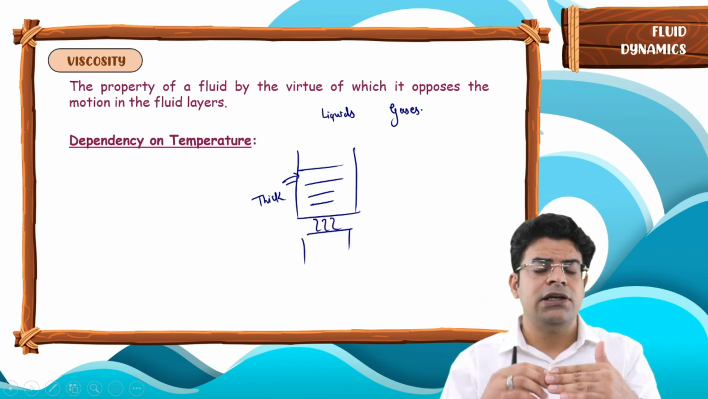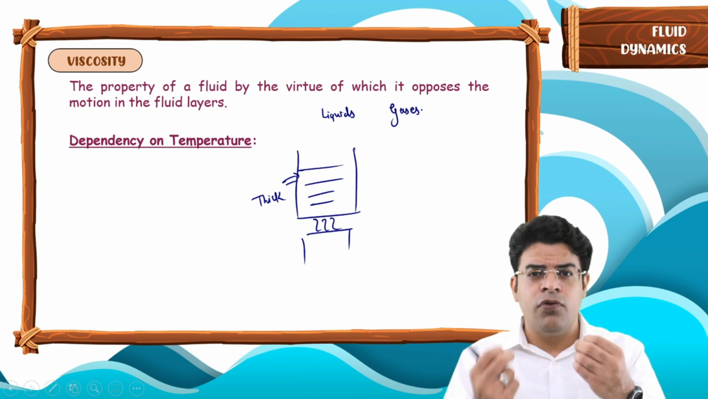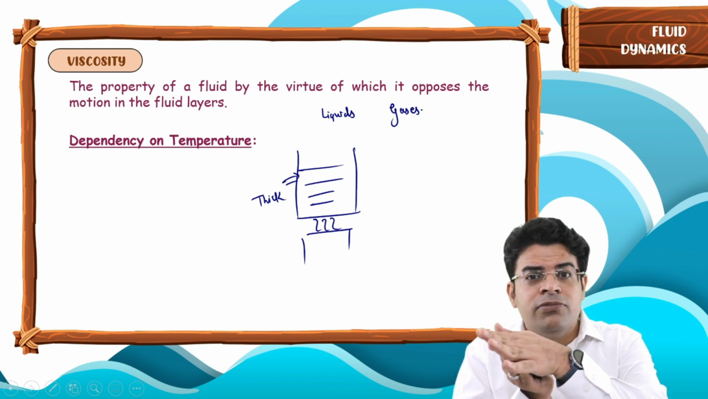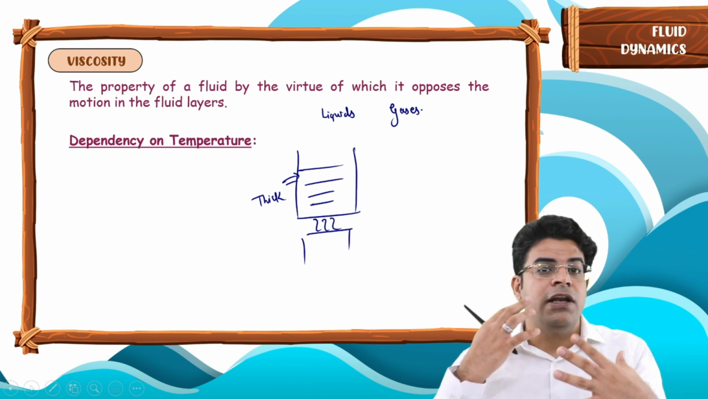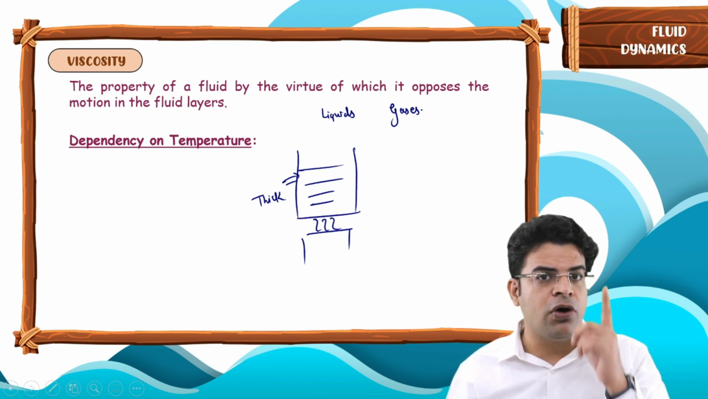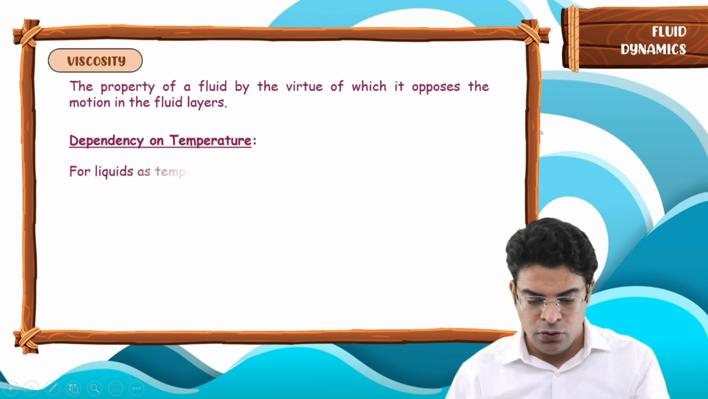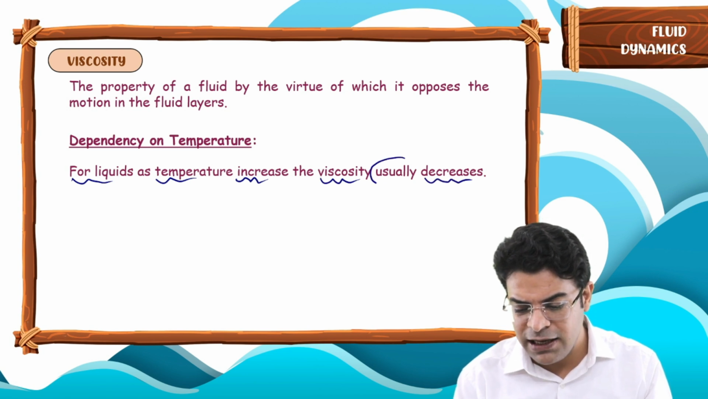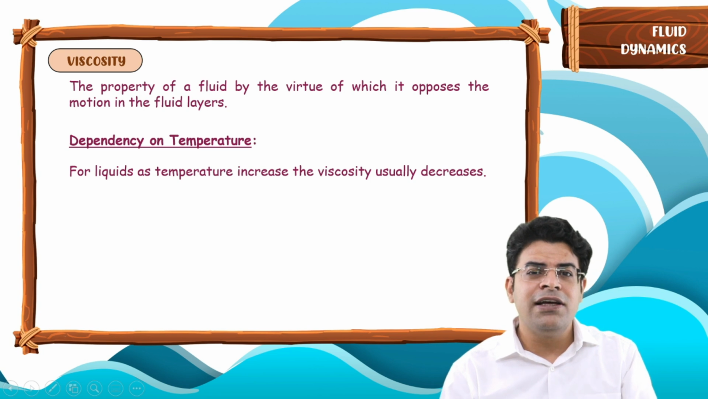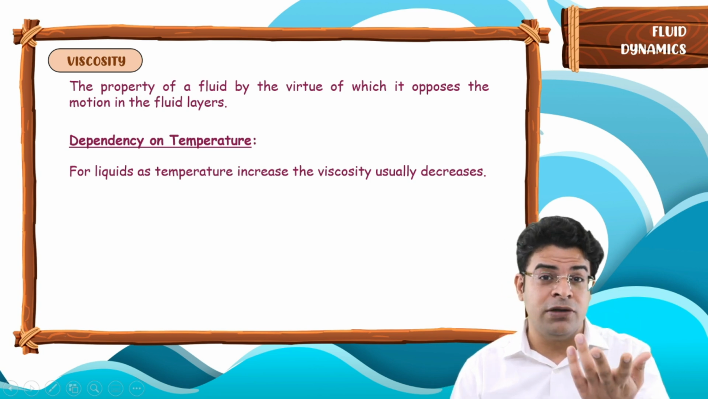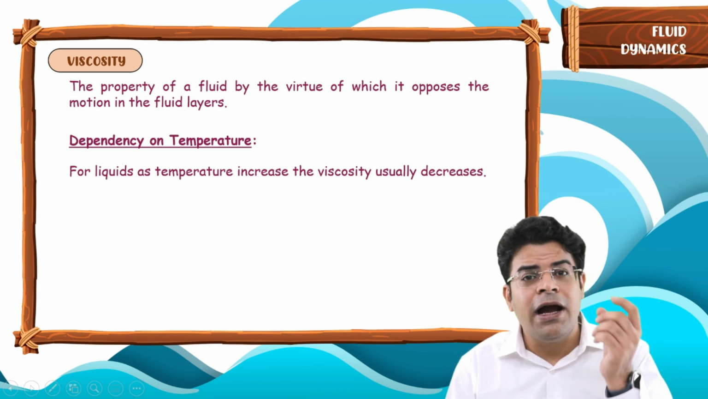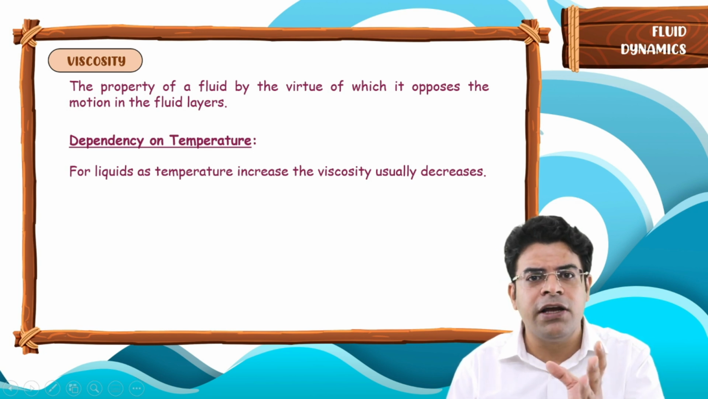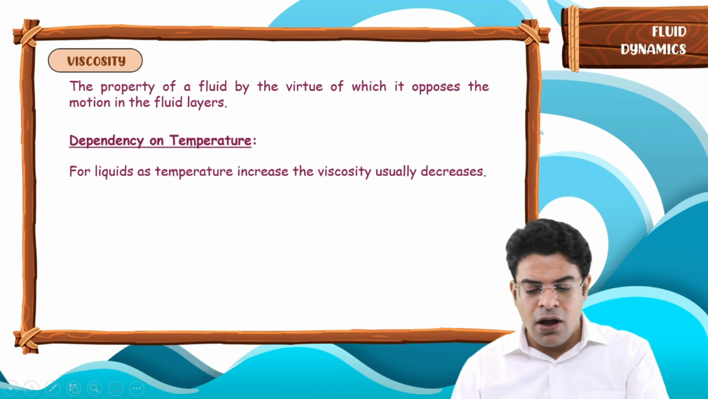So for liquids, when you heat them up, the intermolecular force decreases. As the intermolecular force decreases, the layer over layer motion becomes easier, and we say that the viscosity of the liquid decreases. So remember that for liquids on heating, the viscosity decreases. So for liquids, as the temperature increases, the viscosity decreases. But why is there a term usually? Beta, there is chemistry involved, the subject of exceptions. There are so many chemicals in this world. You might find a liquid whose viscosity increases on heating, but by and large, whenever you heat up liquids, their viscosity decreases. Now let's talk about gases.